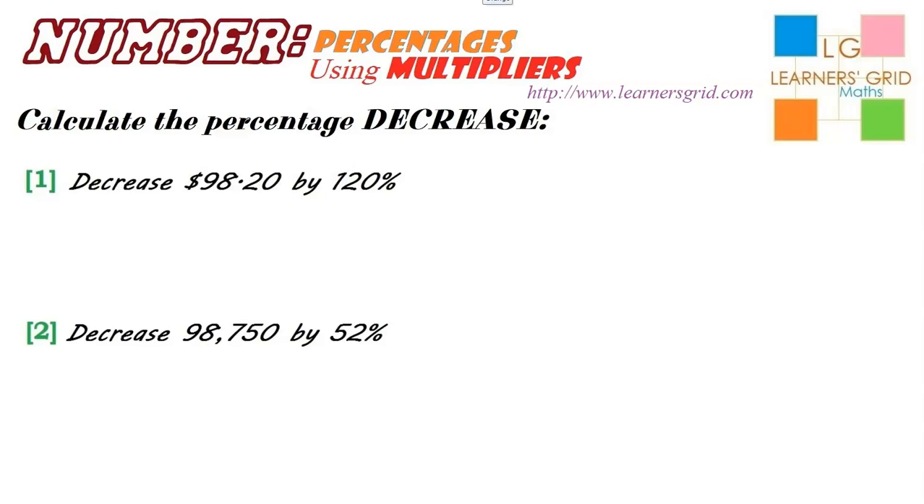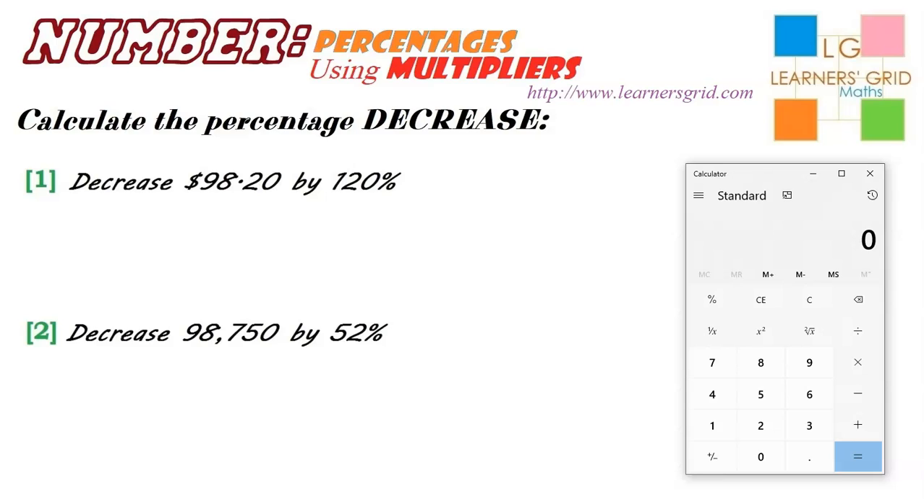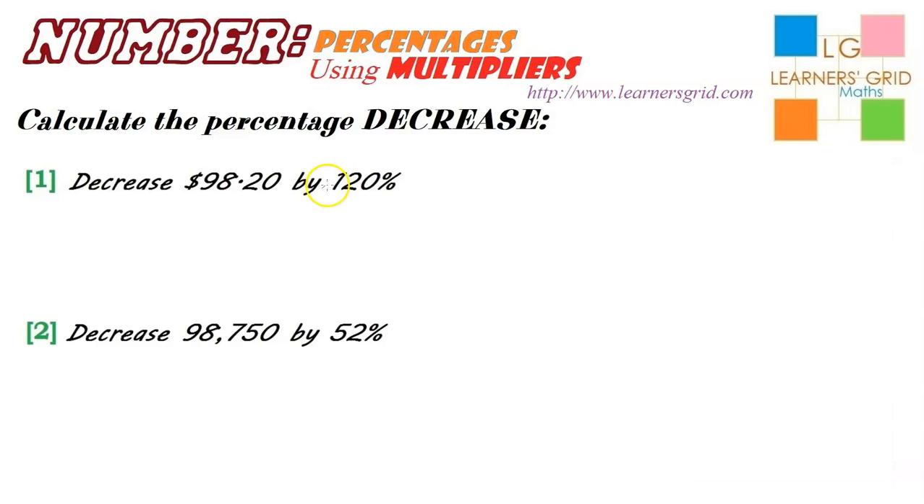In this tutorial video, we're going to look at calculating percentage decreases by using multipliers. We are also going to be using a calculator to help us, and this is how we go about solving these particular kinds of problems. We need to look here at the question, $98.20 decreased by 120%.